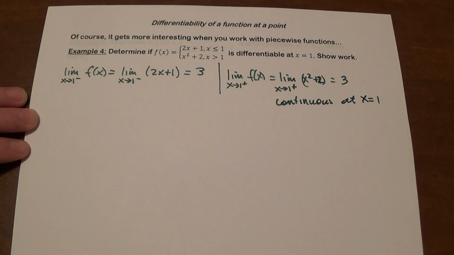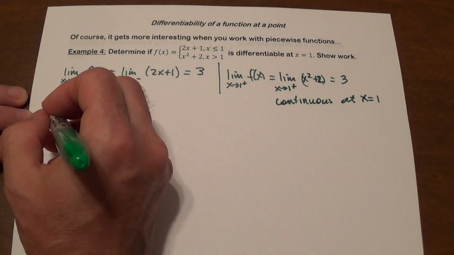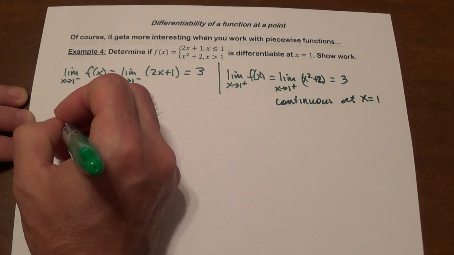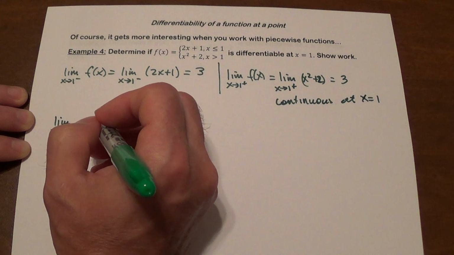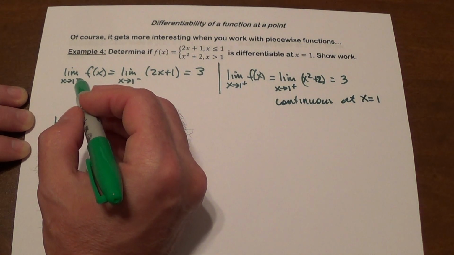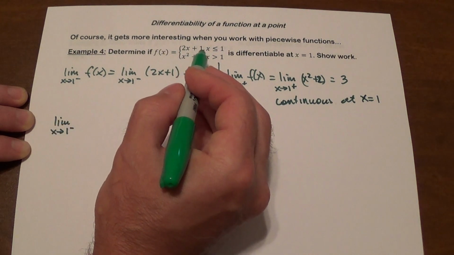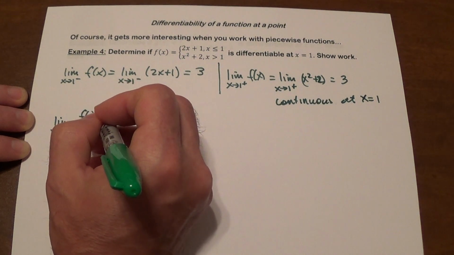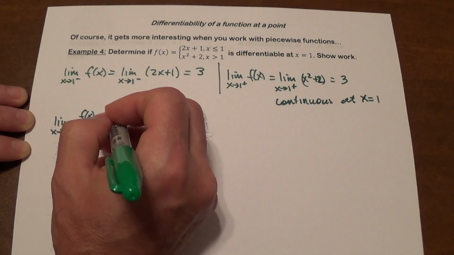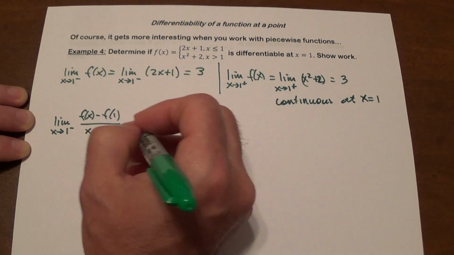Because you do need to establish this first. So what about differentiability now? Because now we know it's continuous, we can go ahead and analyze differentiability. So the limit as x approaches 1 from the left of the difference quotient. So when we are on the left side, this is our function, the first one, right? This is going to be f of x minus f of 1 divided by x minus 1.